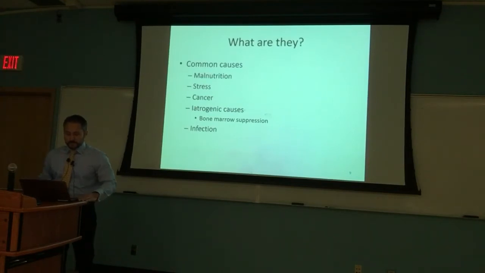Cancer. Certain types of cancers like Hodgkin and non-Hodgkin lymphomas will deplete lymphocyte numbers. And then the last one obviously is infection. There are certain infectious agents, certain viruses, that will suppress the immune system. And of course, we're going to talk about one here in just a second. But first, a couple questions.